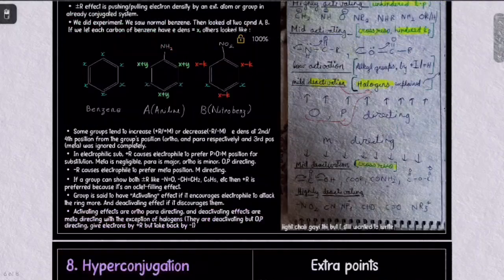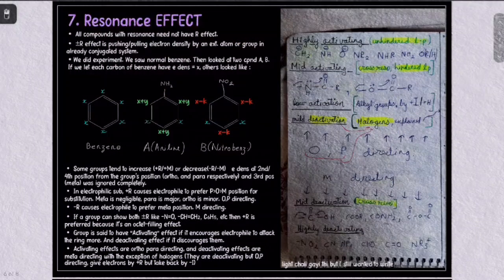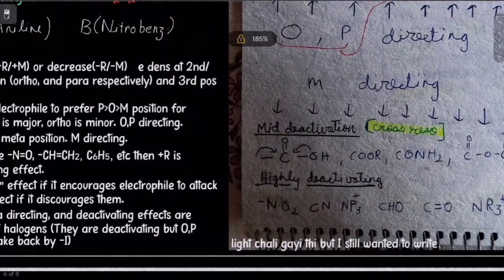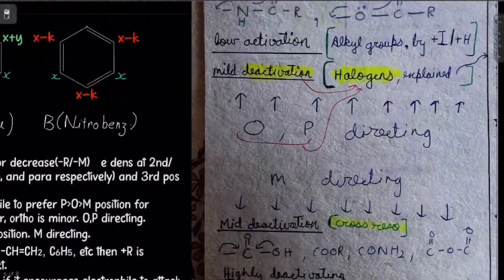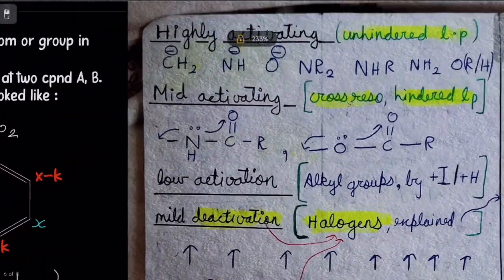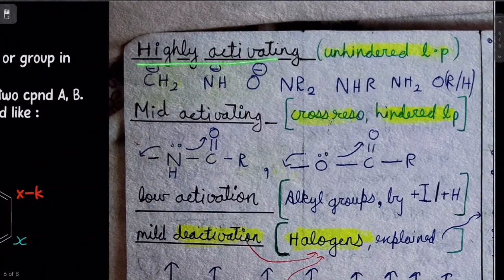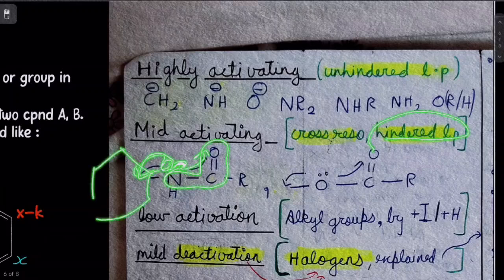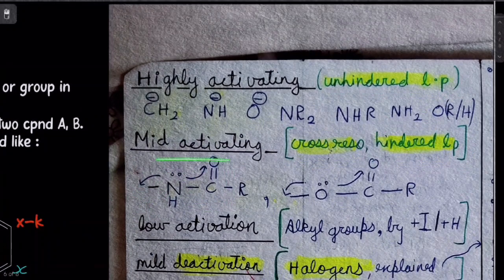Now, how do we know which groups are activating, deactivating? Basically, this is a screenshot from my notes, and the light had gone, but I still wanted to write. So this is just paper here. The highly activating groups will be those which have an unhindered lone pair. We will understand what unhindered means. Hindered lone pair means that, again, you see this is cross resonance, as I told you. It is busy on two sides. It is resonating among itself. And when you add it, it cannot give much attention to the benzene ring here. Okay. So it is mildly activating.